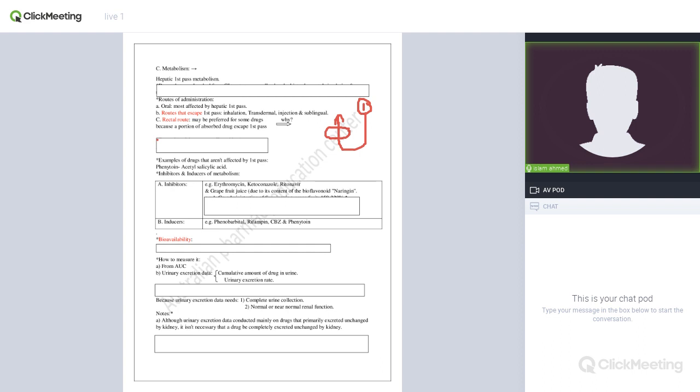Examples of drugs affected by the first pass effect are lidocaine, propranolol, nitroglycerin, and morphine. Examples that are not affected by the first pass effect are phenytoin and acetylsalicylic acid.